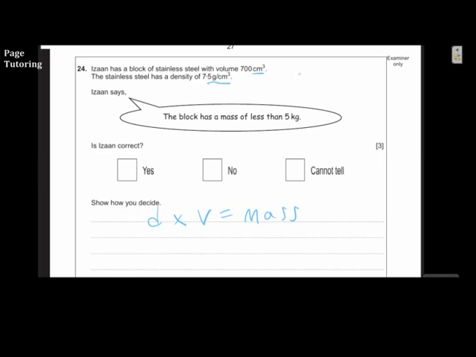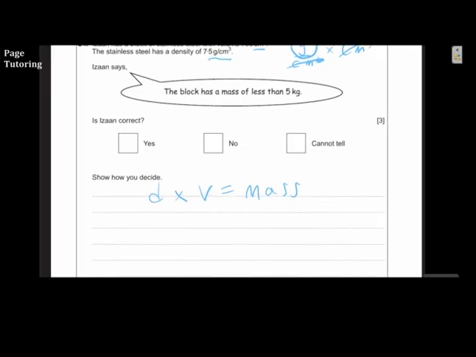So the density has units of grams per centimeters cubed. You're going to times that by the volume, which is centimeters cubed, which means this unit will cancel out, this unit will cancel out, and you'll be left with just grams. So let's do it. If we do 700 centimeters cubed, so that's your volume, times 7.5 grams per centimeters cubed.